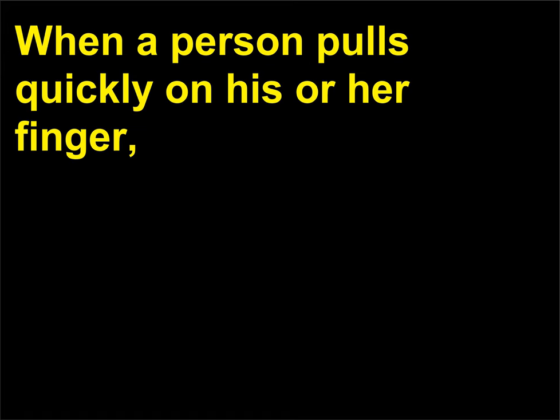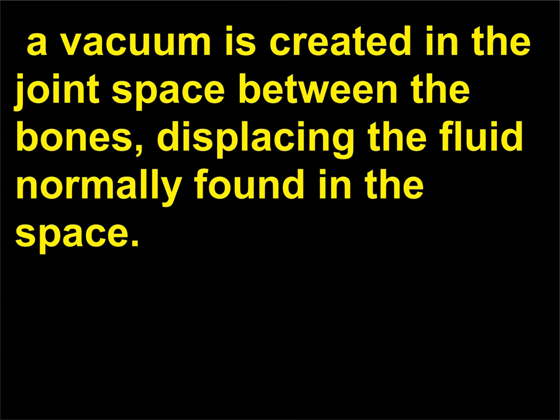What makes knuckles crack? When a person pulls quickly on his or her finger, a vacuum is created in the joint space between the bones, displacing the fluid normally found in the space. The popping sound occurs when the fluids rush back into the empty gap.